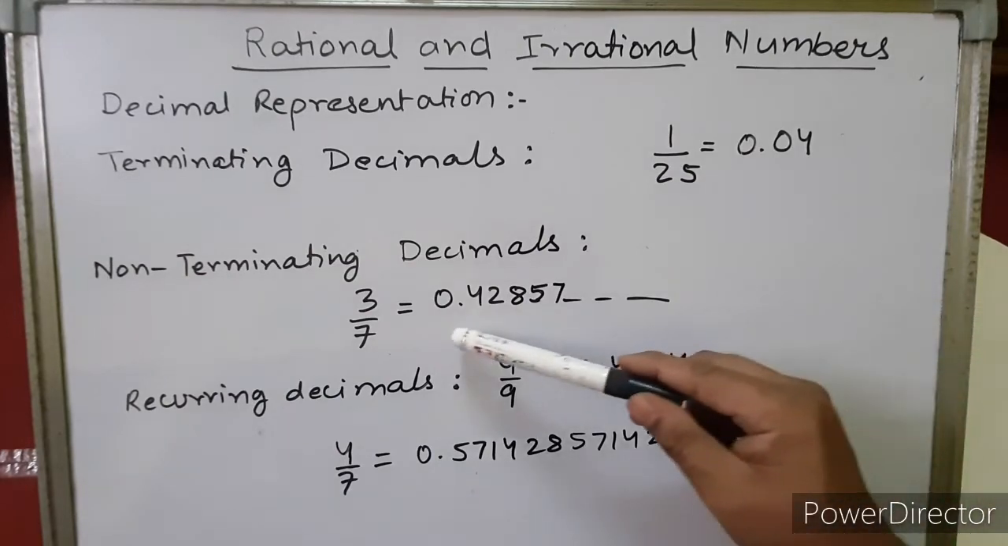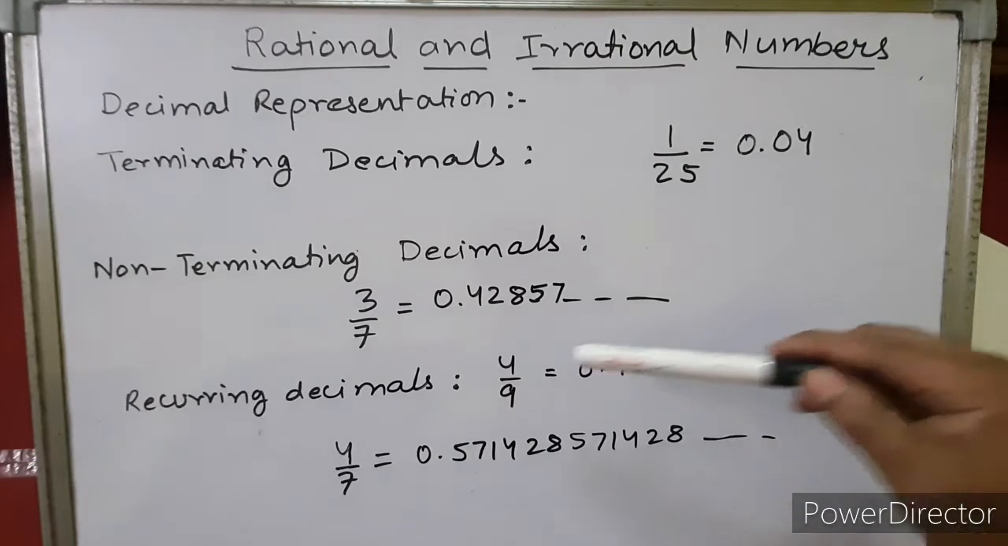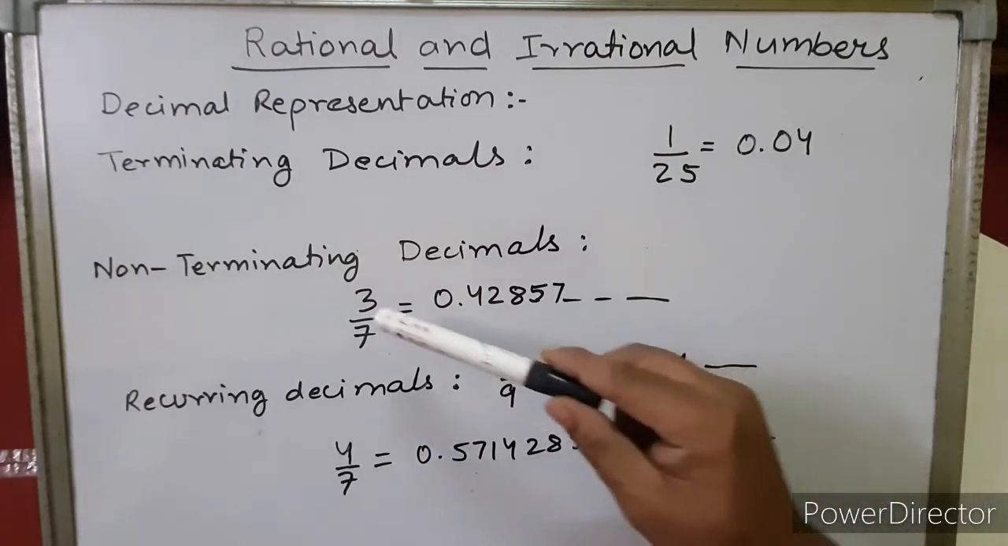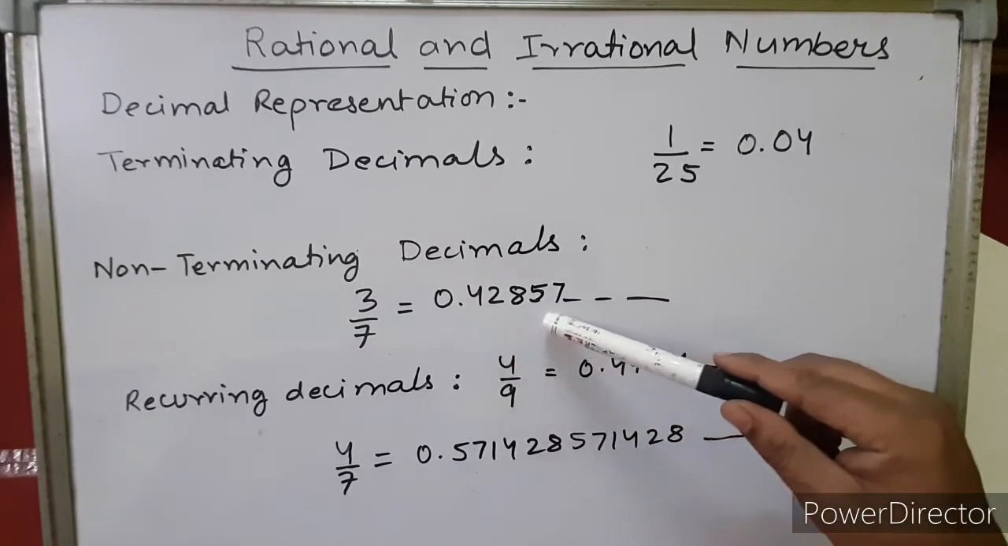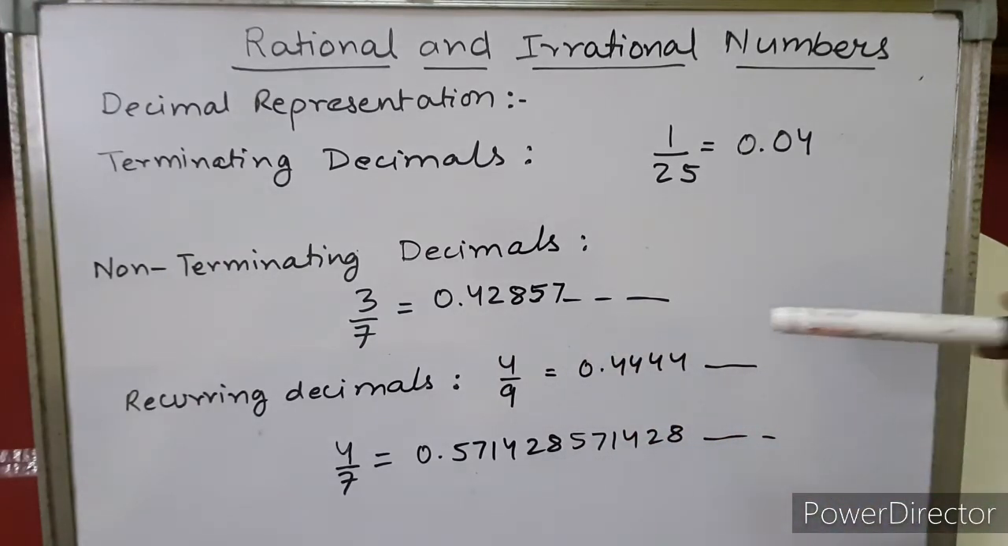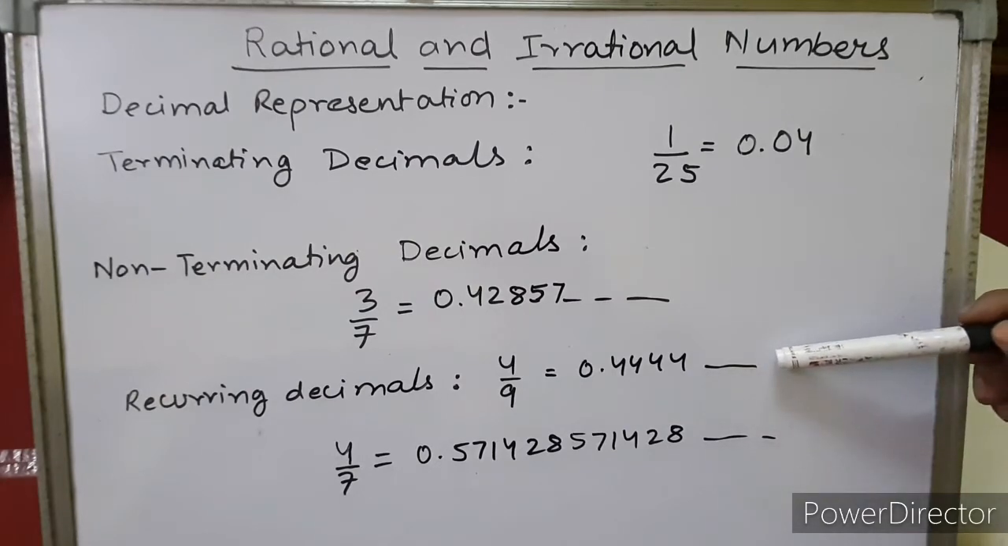Non-terminating means digits keep on coming and we will not get the exact value. Suppose we divide 3 by 7, the value will be 0.42857 and so on. So this is what? A non-terminating decimal. And next is recurring decimals.